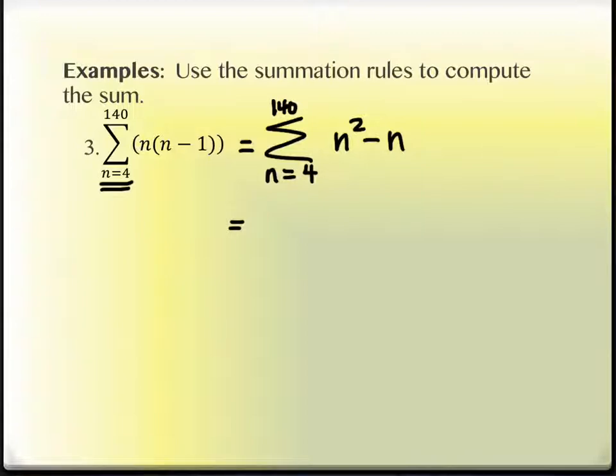So I can't just go applying those rules without compensating for the fact that those rules only work if I start at n equal to 1 or I equal to 1 at the bottom. So what am I going to do? Well, what we're actually going to do is change it so that it is n equal to 1 at the bottom.